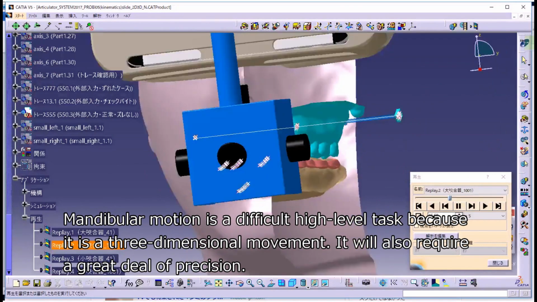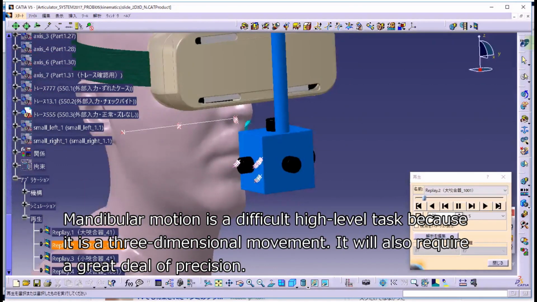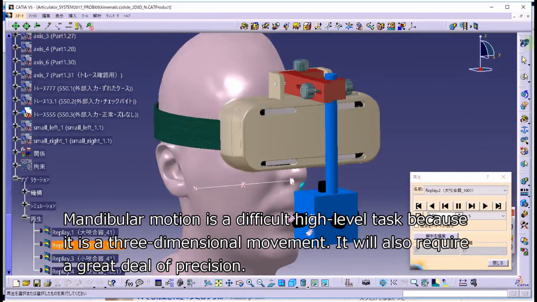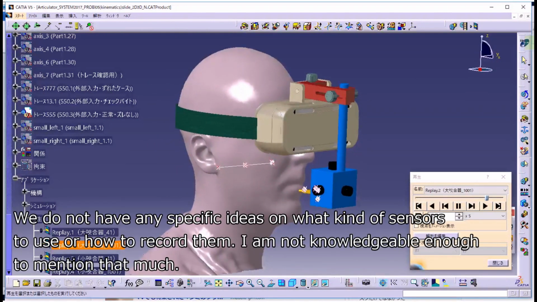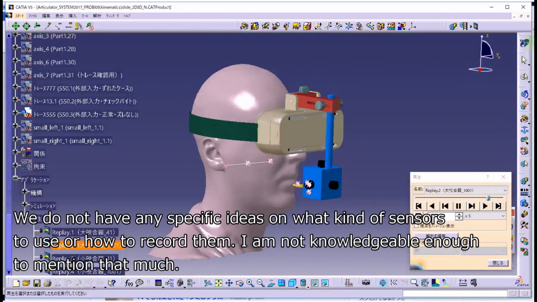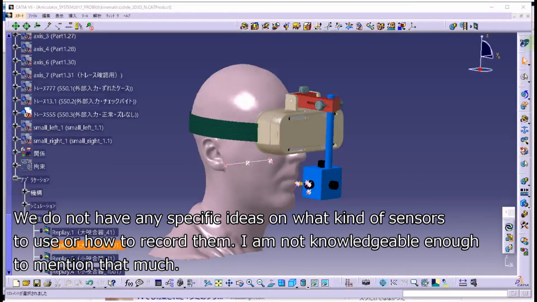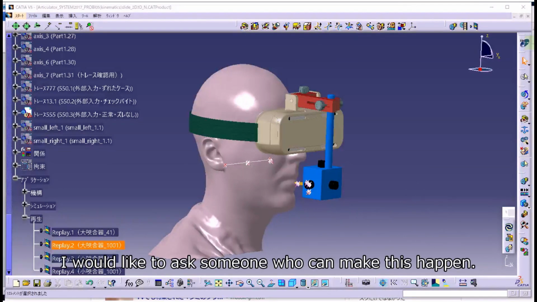Mandibular motion is a difficult high-level task because it is a three-dimensional movement. It will also require a great deal of precision. We do not have any specific ideas on what kind of sensors to use or how to record them. I am not knowledgeable enough to mention that much. I would like to ask someone who can make this happen.